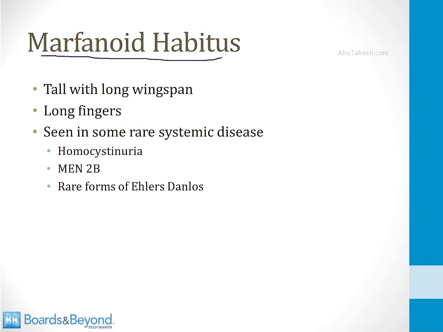And the last thing I'll mention is you will sometimes hear that certain conditions are associated with a marfanoid habitus. What people mean when they say this is that patients with these conditions look like they could have Marfan syndrome. So they are tall with a long wingspan and they have long fingers. And this is seen in some rare systemic diseases. You can see a marfanoid habitus in homocystinuria. You can see it in multiple endocrine neoplasia type 2B. And you can also see it in some of the rare forms of Ehlers-Danlos syndrome. And that concludes our video on connective tissue.